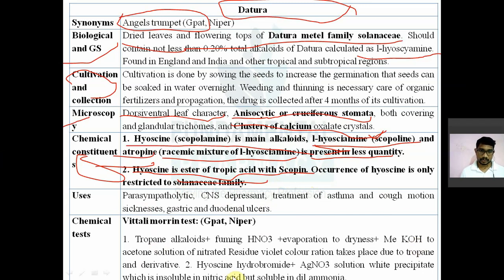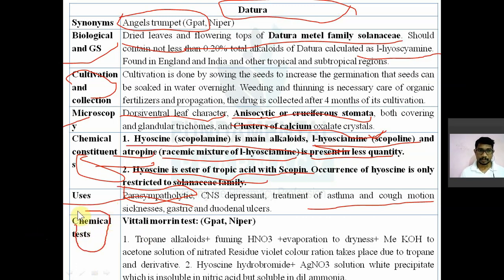Okay, so now what are the uses? So obviously it is a parasympatholytic. Sympatholytic, central nervous system depressant. It is also used in the treatment of asthma and cough. Used to prevent motion sickness. Used to prevent gastric and duodenal ulcers, as it is a parasympatholytic. ये पैरासिम्पैथोलाइटिक का यूजेस क्या होता है वो बाद में थोड़ा सा जानेंगे जब विल सी ड्रग एक्टिंग ऑन ANS.